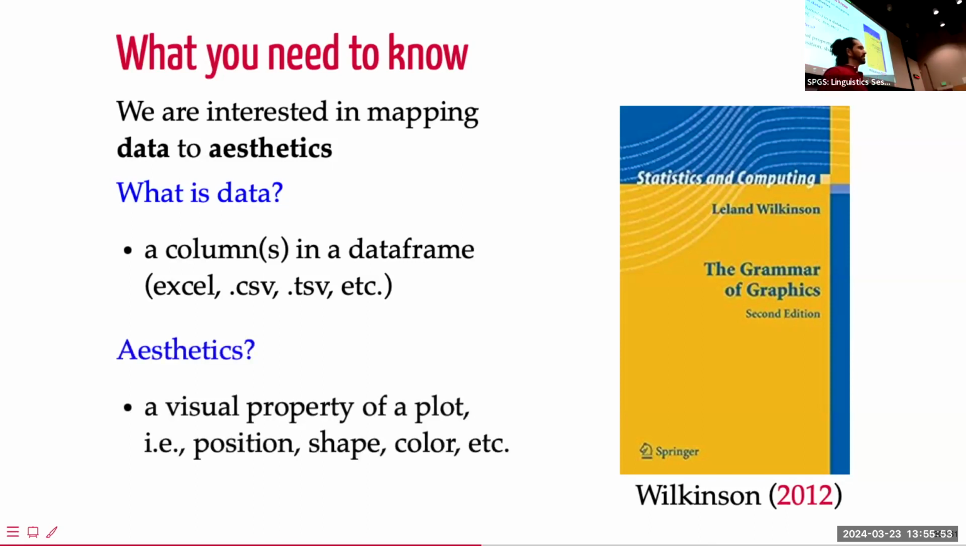What are aesthetics? In this case, it's a visual property of the plot. It could be a position, an axis, for example, the x-axis. It could be a shape. It could be a color. Now, whatever thing you need to use to map your data to something visual is what we're going to call an aesthetic. So depending on the type of data that we have, we'll pick a different type of aesthetic mapping, right?